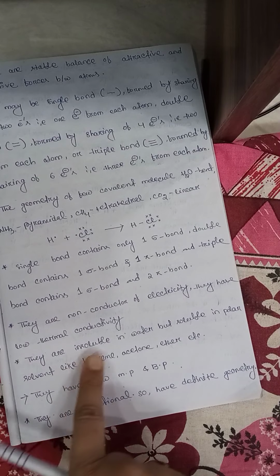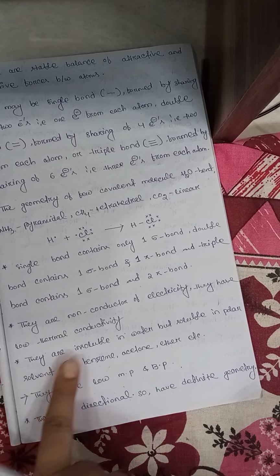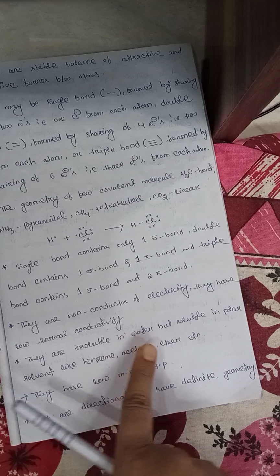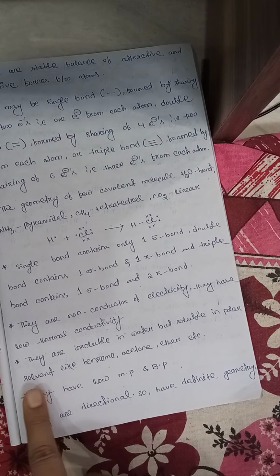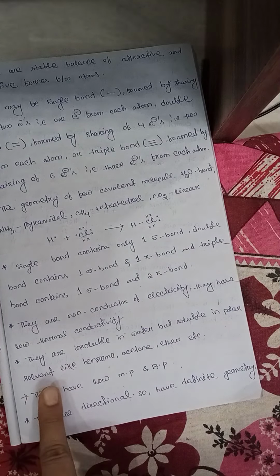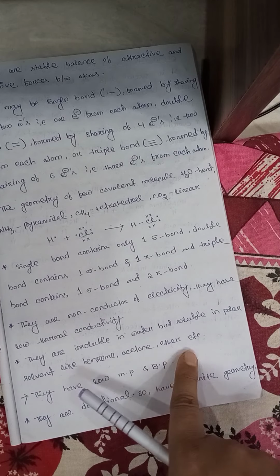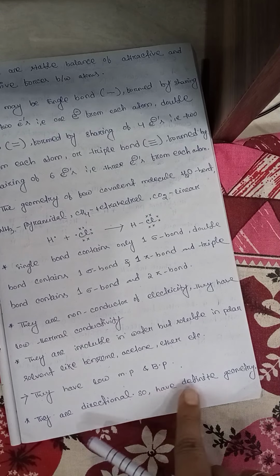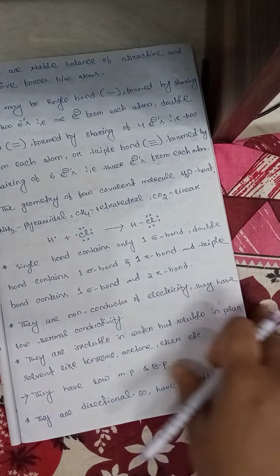Ionic compounds are soluble in water, but covalent compounds are insoluble in water. They are soluble in non-polar solvents like benzene, acetone, ether, alcohol, etc. They have low melting and boiling points. They are directional, so they have definite geometry, like water and ammonia.